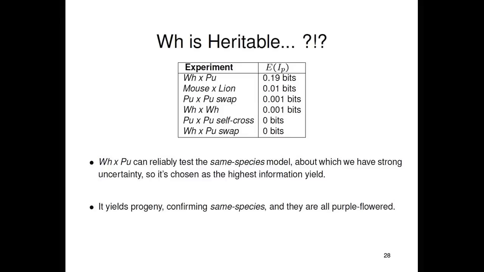So now the question of whether WH is even the same species as our original purple flowered pea plant becomes an experimentally interesting question, because again, we have substantial uncertainty about whether these are actually the same species or not, and we have an experiment that can reliably test that hypothesis, basically whether or not they're going to yield progeny or not when you do this cross. When you do the cross, it actually gets progeny, and they're all purple flowered, so the uncertainty about whether they're the same species or not basically can be pushed to near zero.